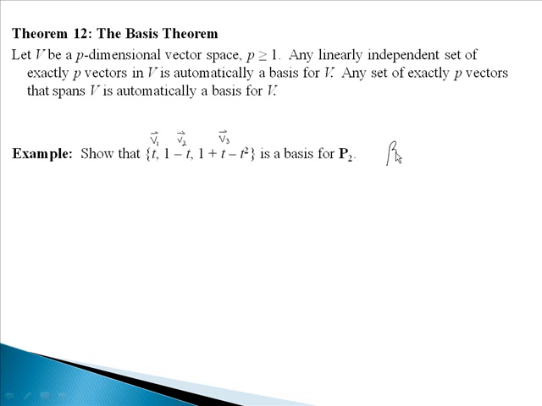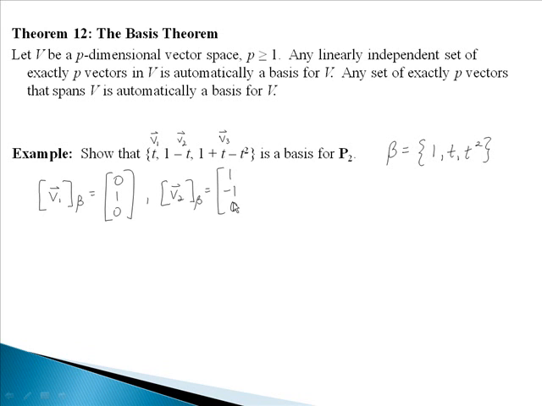And remember then that the standard basis for P2 is the set containing 1, t, and t squared. So our coordinate vectors, where we're going to use the standard basis, we're going to rewrite then the coordinate vector for V1 is going to be equal to 0, 1, 0. Then the coordinate vector for V2 is going to be equal to 1, negative 1, 0. The coordinate vector for V3 is going to be equal to 1, 1, negative 1.